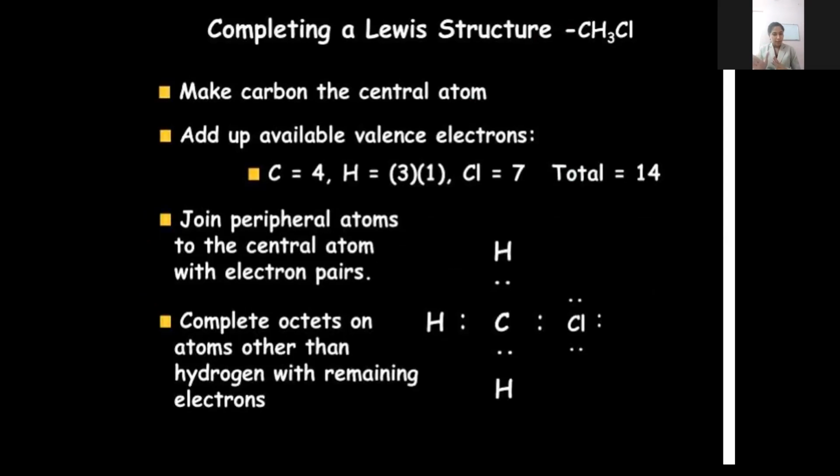For carbon, we have 4 electrons, and for each hydrogen, we have 1 electron. Thereby, 3 hydrogens have 3 electrons. And finally, the chlorine atom has 7 electrons. That comes to a total of 14 electrons. Then we join the peripheral atoms to the central atom with electron pairs and complete the octets on the atoms other than hydrogen with the remaining electrons. That is, 8 electrons should be completed.